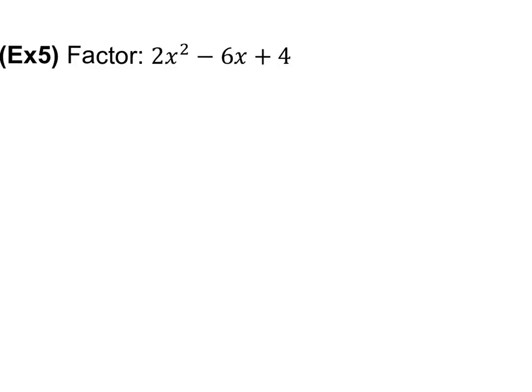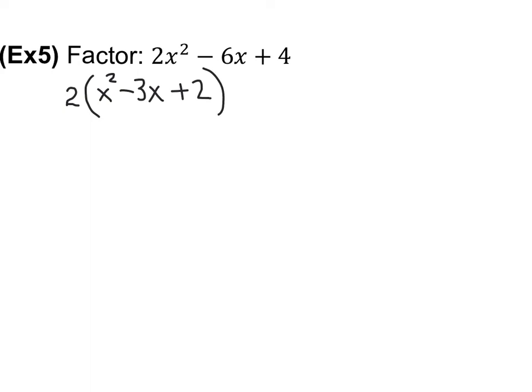Number 5, factor. First step, is it in standard form? Yes. Second step, can I take out a greatest common factor? I can. I'm going to take out a 2. So I'm left with 2 times the quantity x squared, 2 times negative 3x will give us that negative 6x, and 2 times 2 will give us the 4.